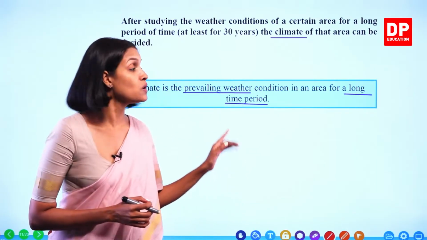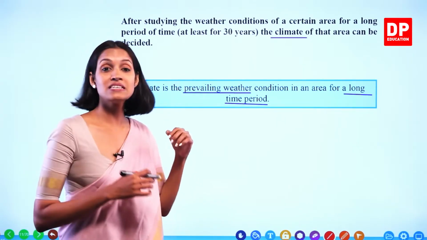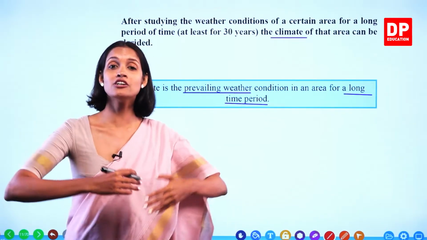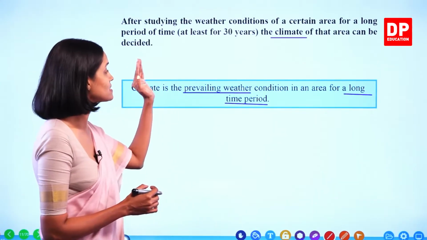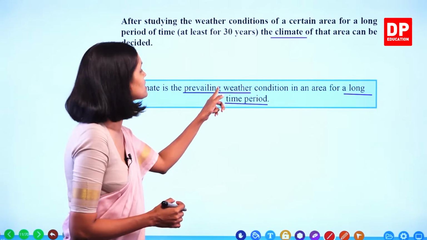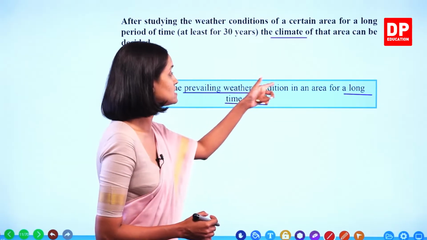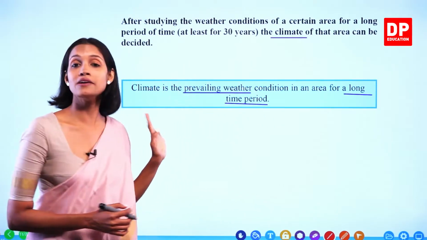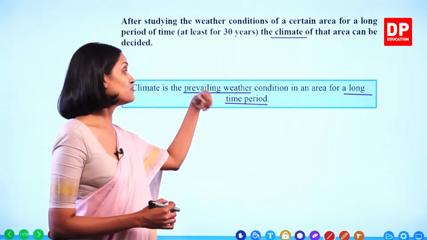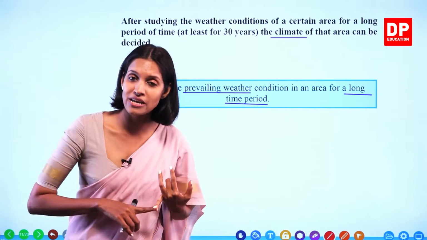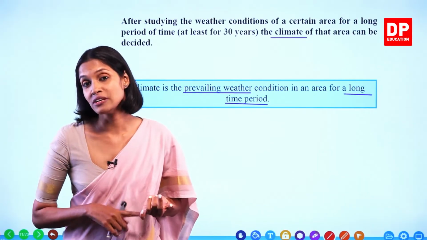What is weather again? Weather means the atmospheric changes that take place in a particular area during a short period of time. Now here climate is the prevailing weather conditions. Weather conditions means atmospheric conditions again. Prevailing atmospheric conditions in an area for a long time period. Now you all know what the factors affecting weather are. What are the factors affecting these different atmospheric changes, children? Temperature, rainfall, humidity, speed of the wind, direction of the wind, likewise.